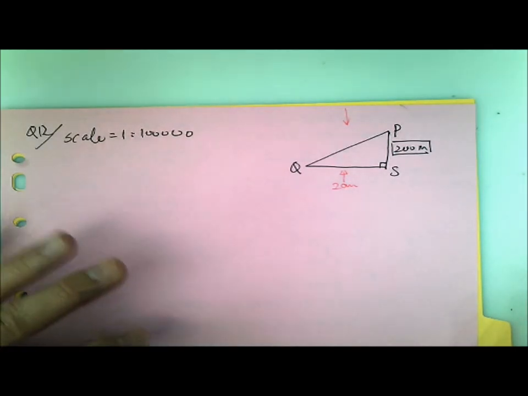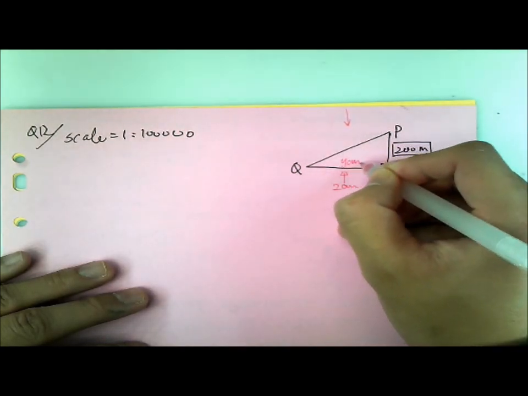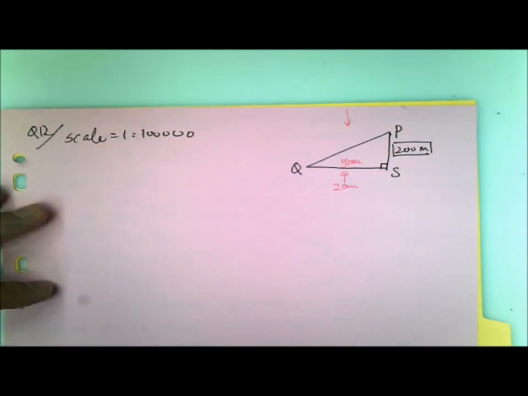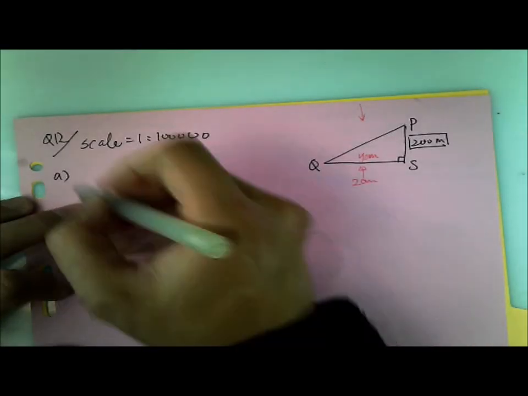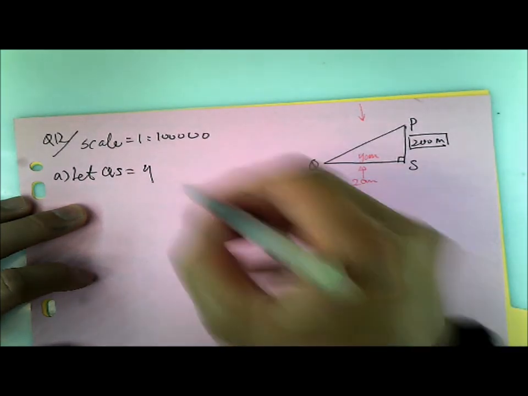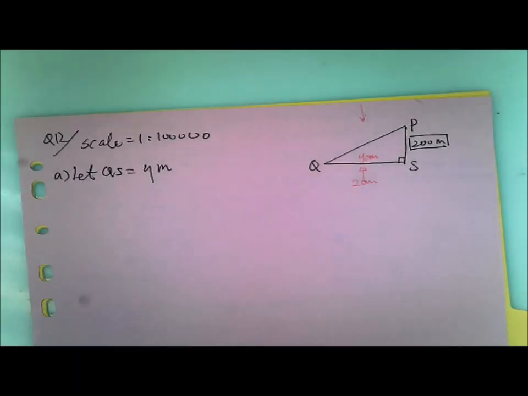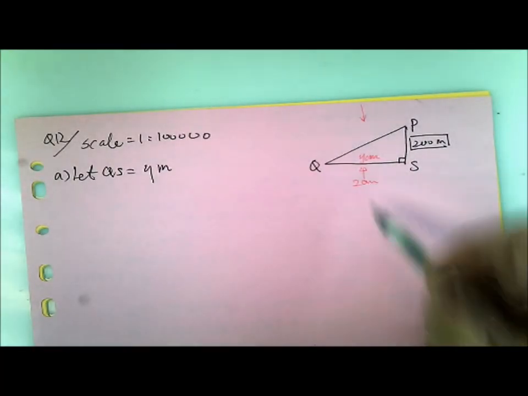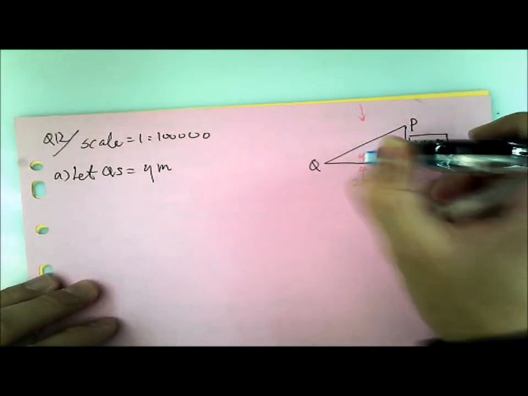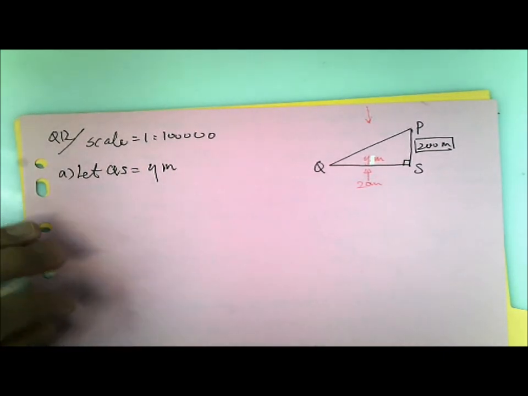Not the actual, okay? So how to calculate the actual QS? So you have to let QS be Y cm, okay? Y cm, and then use ratio to calculate. So how to form an equation? You let QS equal to Y. We don't make it Y cm, but Y m, right? Y m. Do not use cm because already here 2 cm. We don't use it because the Y is the actual. Okay. So how to calculate? Use your ratio.